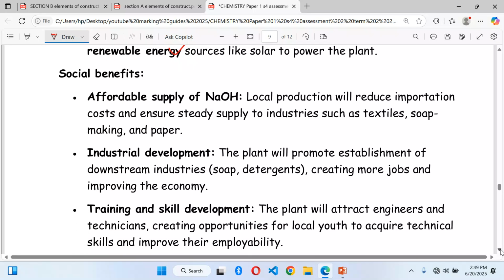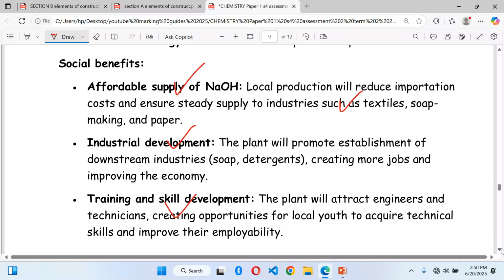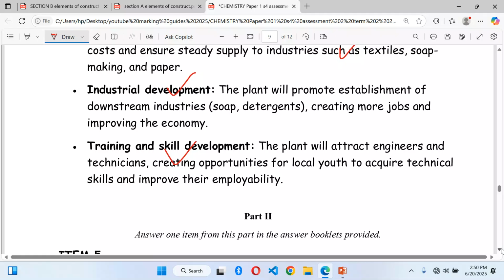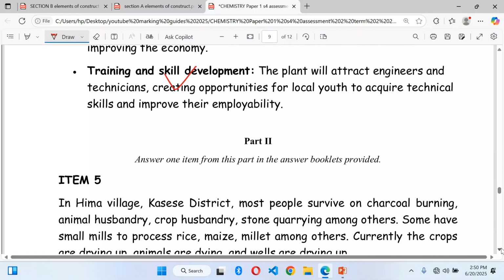Then we have the social benefits. Now, the social benefits of the production process. Number one, we have affordable supply of sodium hydroxide. Local production will reduce importation costs and ensure steady supply of industries such as textile, soap making, and paper. Then we have the industrial development. We also have the training and skill development. The explanations, I'll go through them. I believe we are now very good on that part.